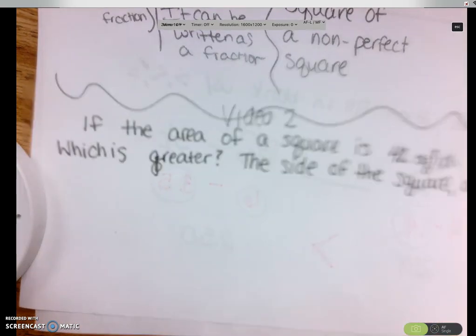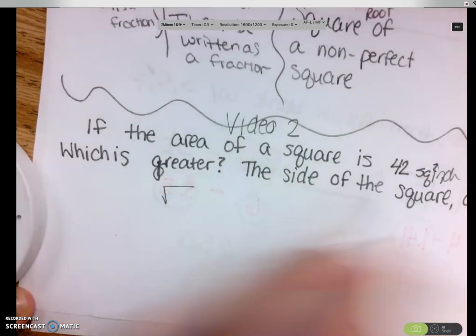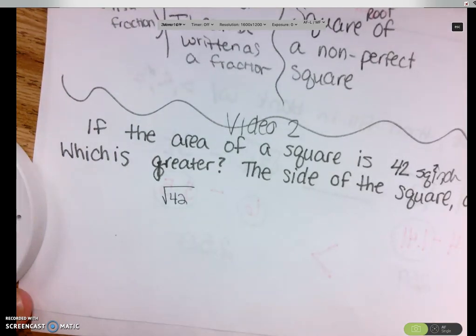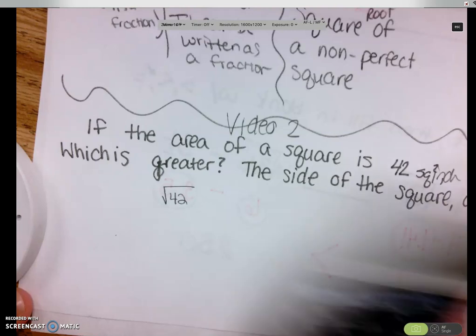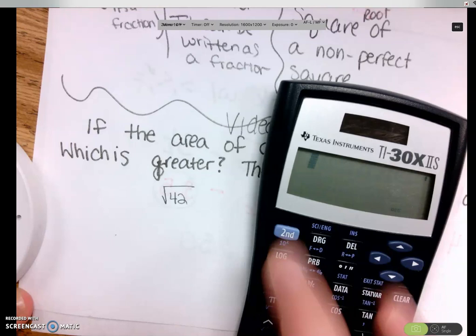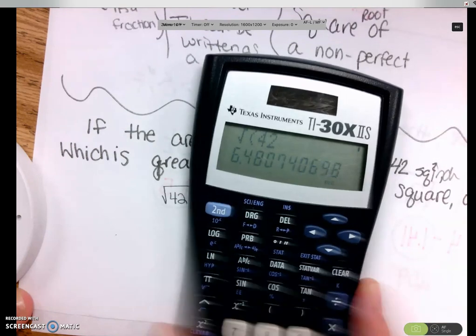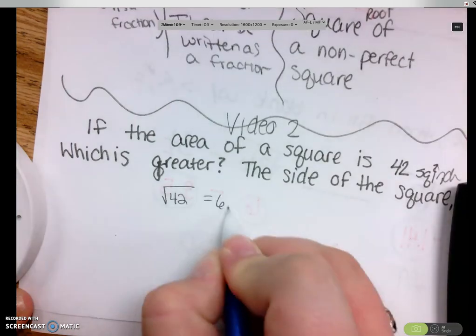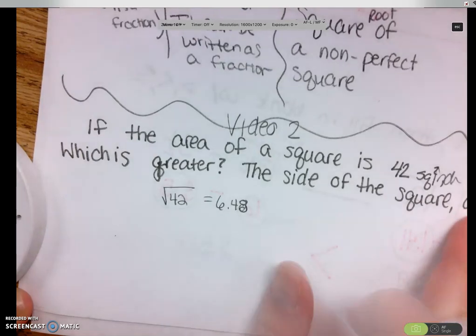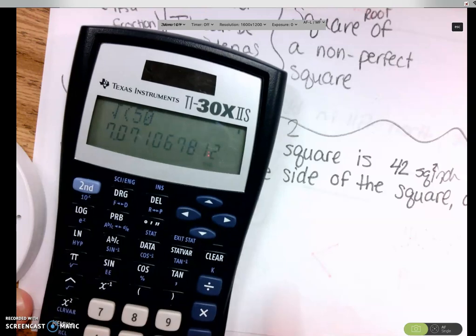Well, what is the side of a square if the area is 42 inches? You're going to want to find the square root of it to find the side of it. So you'd want to do, yes, square root of 42 is 6.48. And then what is bigger, square root of 50? Well, what's square root of 50? 7.07.